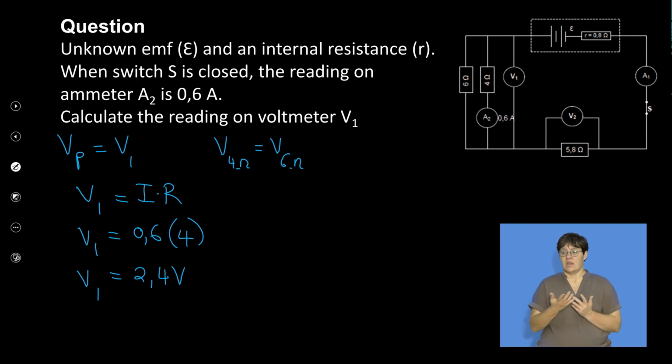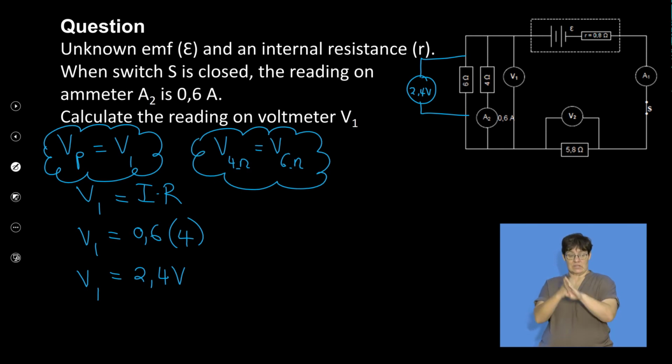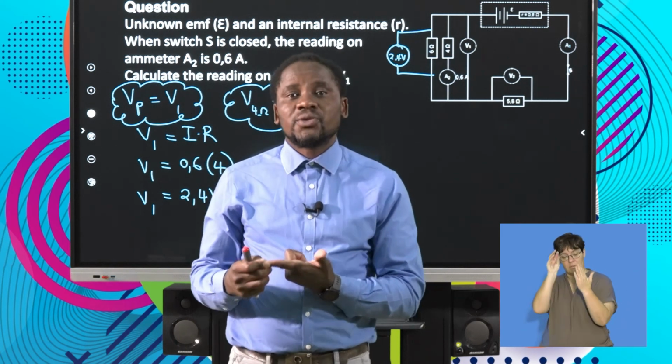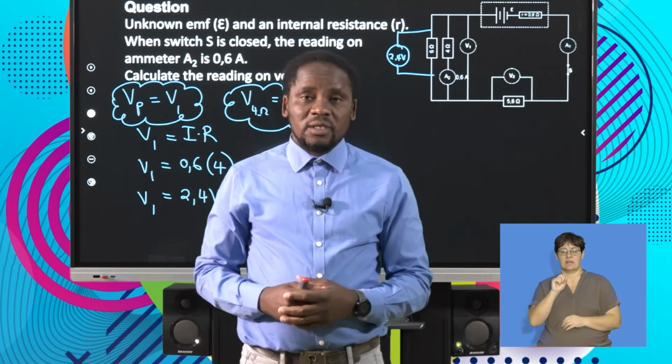So if that is 2.4 volts, it means this is also 2.4 volts. Why? Because V parallel is equal to V1, and we know that in a parallel combination of resistors, voltage remains constant. So this is a routine calculation. What's so important about it? You identify the correct formula, copy it as it is, then do the necessary substitutions, and then get the final answer with the correct SI unit.